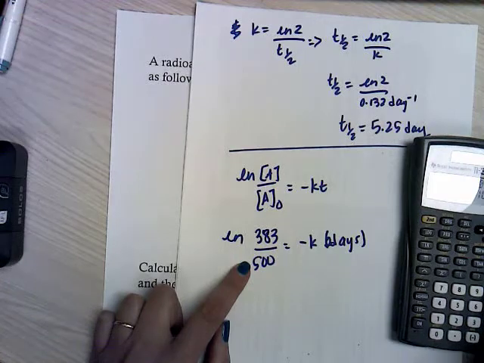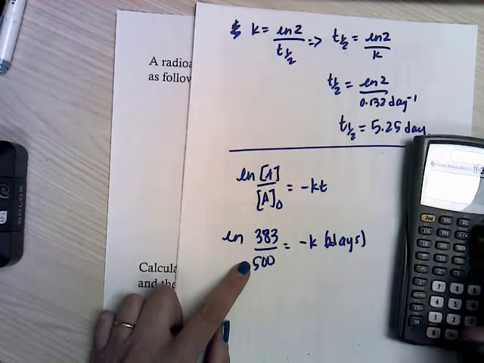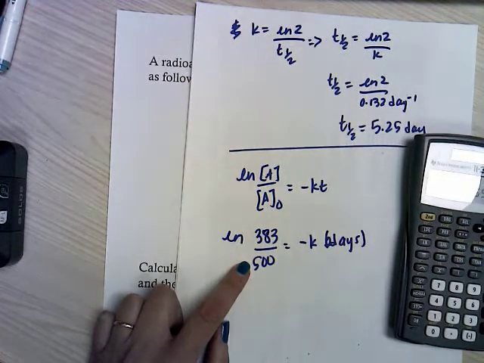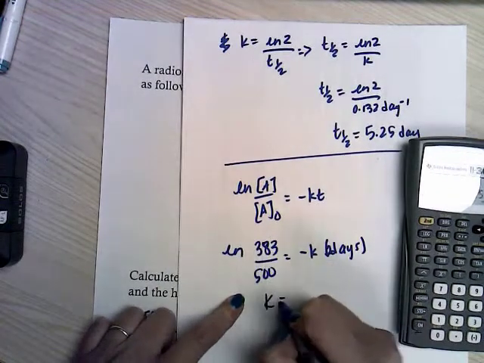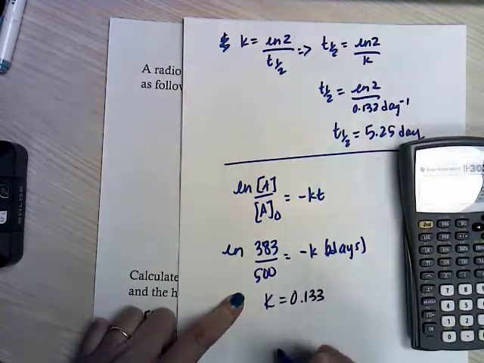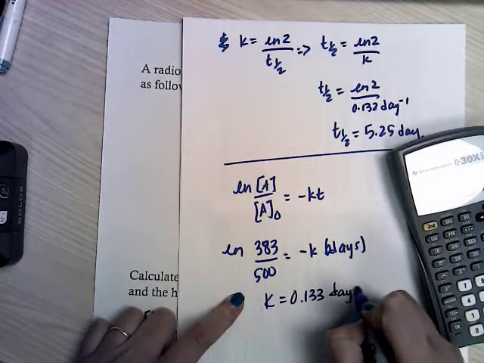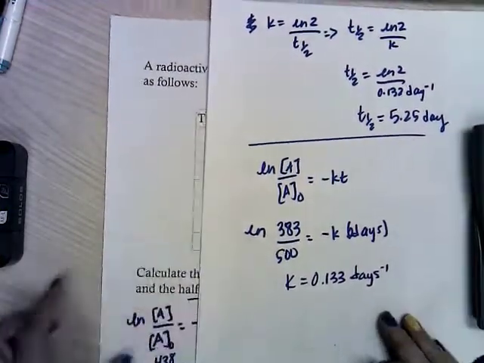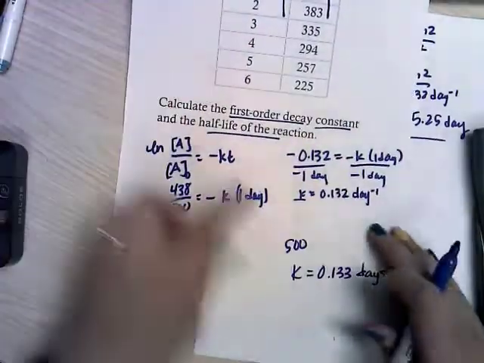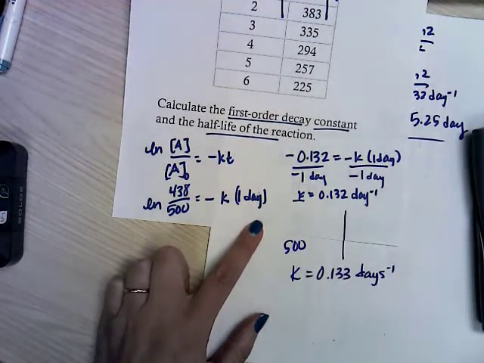You can't really see my calculator very well, but just dividing here, and what I got was, you'll have to trust me because of the glare, about 0.133 inverse days, which is basically the same as what I got the first time. So it doesn't matter which data point. I just picked the first two the first time, but it could be different ones.